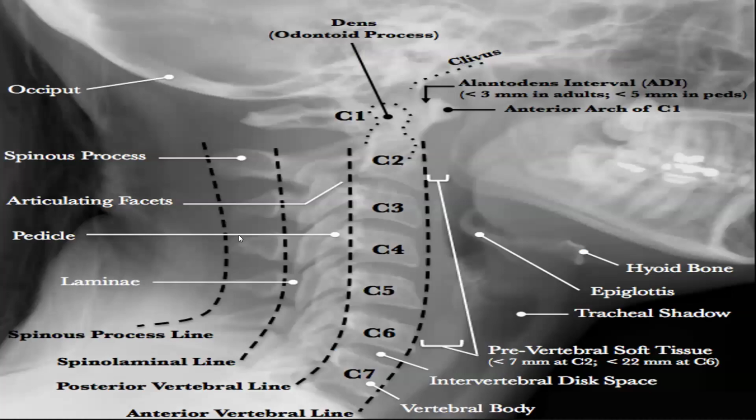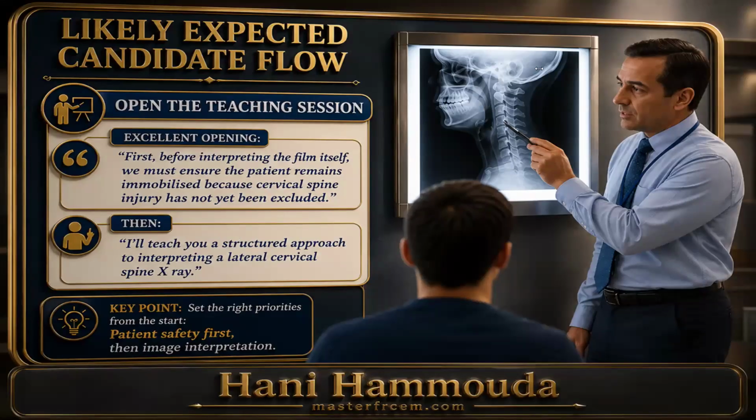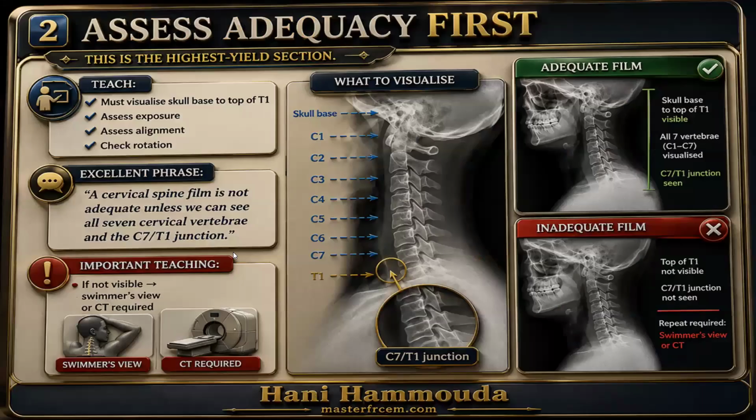I will give more information. So the introduction first, as we mentioned, and then you will talk about adequacy first after patient detail and film. Okay. So we mentioned adequacy. It means you should see the skull to top of T1. All seven vertebrae C1 to C7 should be visualized. The C7 down to T1 junction should be seen. So you should see all the lines from skull base to T1.